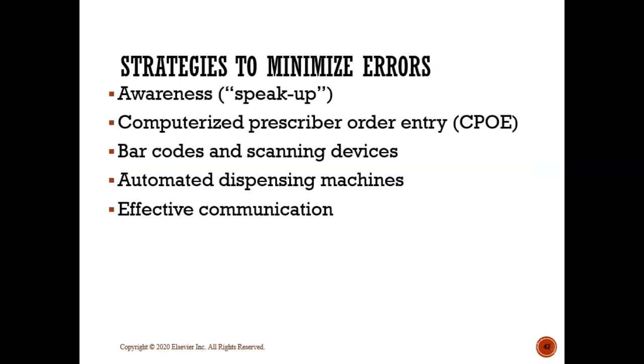So what are ways of minimizing or preventing errors? So awareness, or speak up, right? If you see something, say something. Kind of like the example that I said. She noticed that the label that was printed was not the same as what was actually in the medication bag. So again, if you see something's wrong, say something. And then one way is now the computerized prescriber order entry.